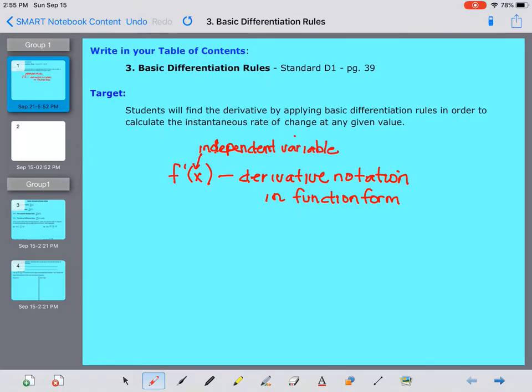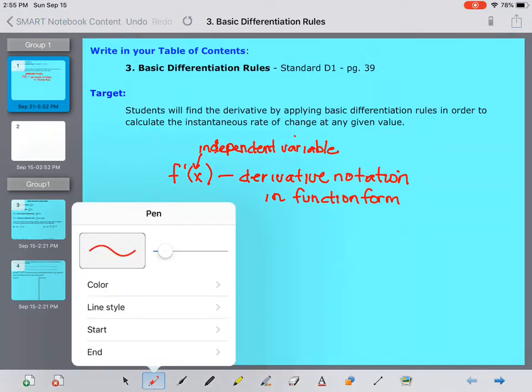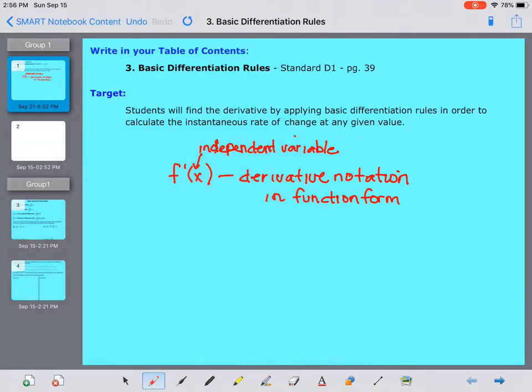So we know that our independent variable is there, but in our derivative rules, knowing our independent variable is really, really important, independent versus dependent. So our f is our dependent, our x is our independent. Remember, this is if we're in function form. So that leads to f prime.